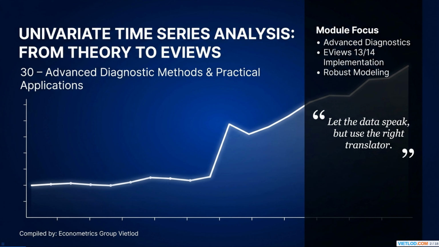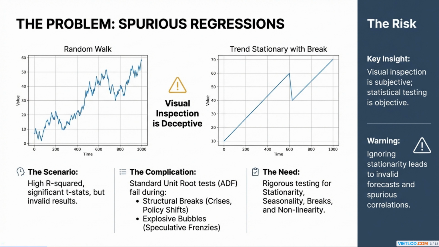To understand why these advanced methods are so crucial, let's first examine a fundamental problem that plagues time series analysis: spurious regressions. A common scenario in time series analysis is encountering high R-squared values and significant t-statistics, which might seem promising. However, these results can be entirely invalid, a phenomenon known as spurious regressions.